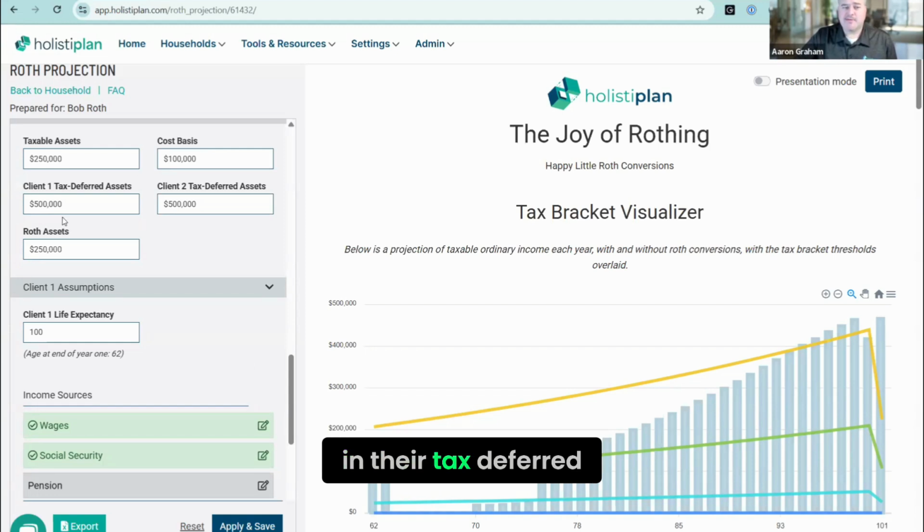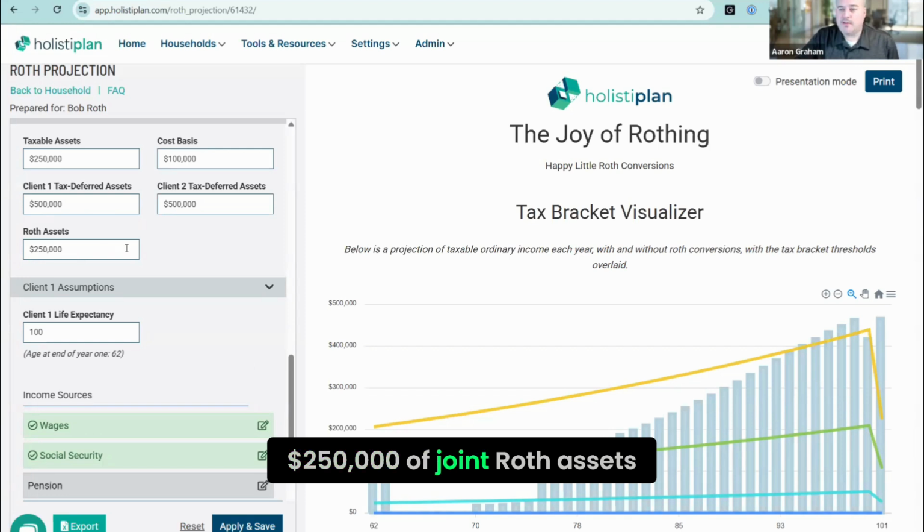$500,000 for each of them in their tax-deferred assets. It can be a rollover IRA, a traditional IRA, 401k, anything that has pre-tax dollars in it, and it is the target for a Roth conversion. So $500,000 for each of them there. $250,000 of joint Roth assets.